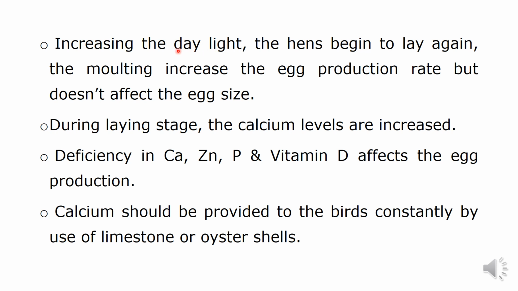As we increase the daylight, the layer hens will start to produce eggs. The eggs produced after molting will not be small, but the rate of egg production will increase. Deficiency of minerals like calcium, zinc, and phosphorus, and vitamin D affects egg production, so we have to provide them. For example, calcium we provide through limestone and oyster.